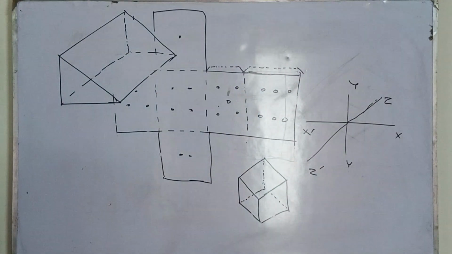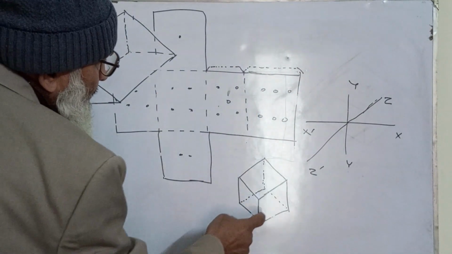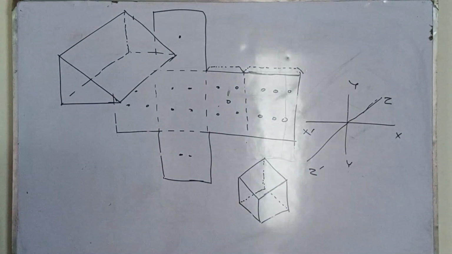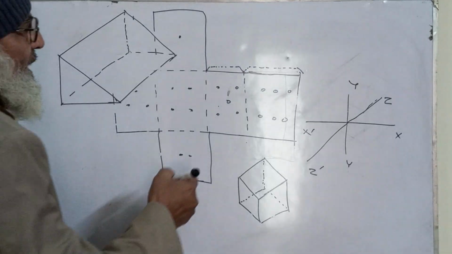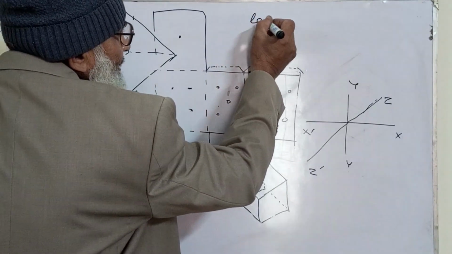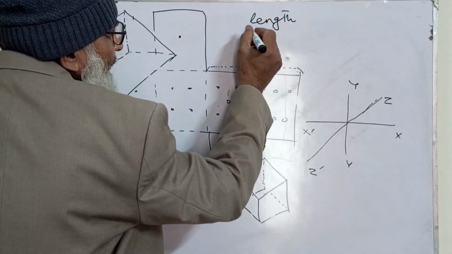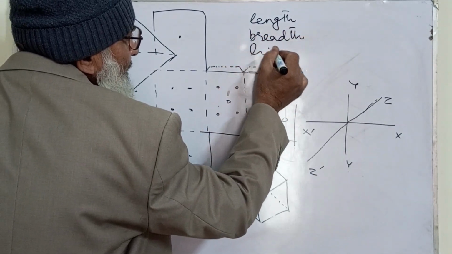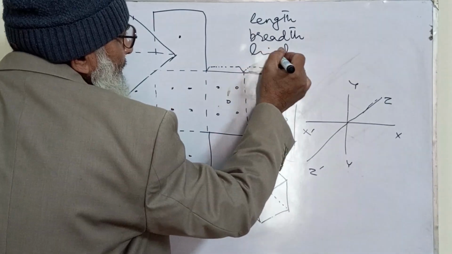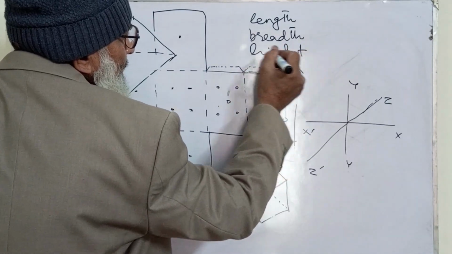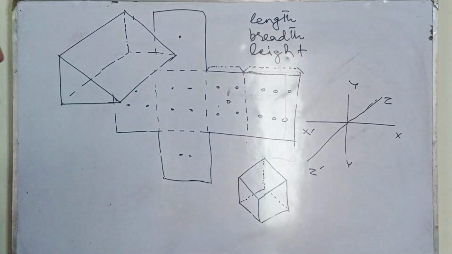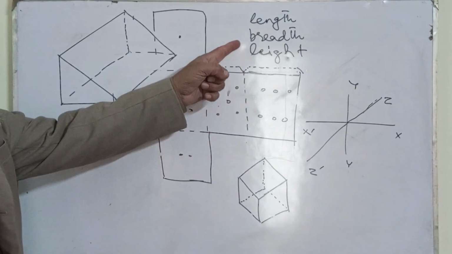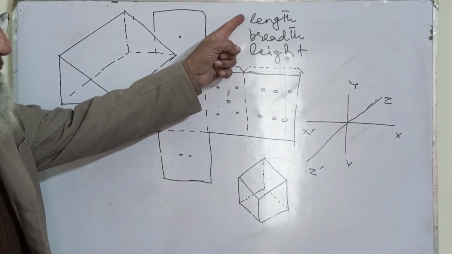Now you see, my dear students, that when it has become a three-dimensional figure, we are dealing with the length, we are dealing with the breadth, and we are dealing with the height. H-E-I-G-H-T, height. Now this is height. Okay, we are dealing with three dimensions: height, breadth, and depth.